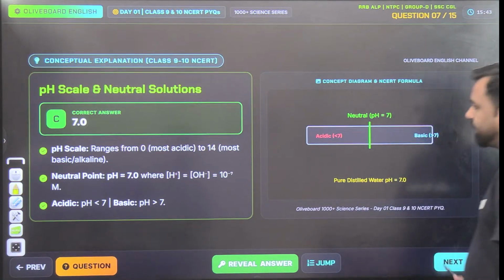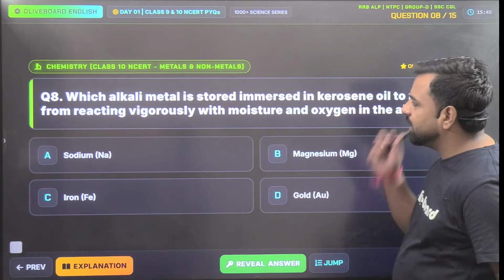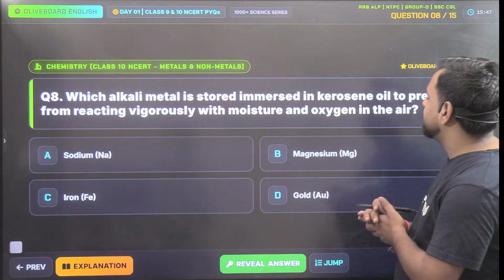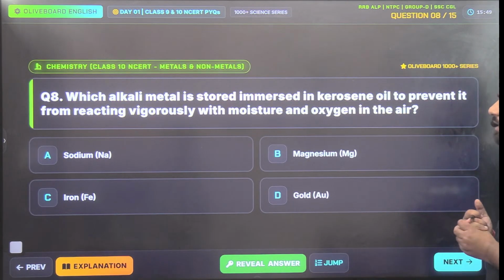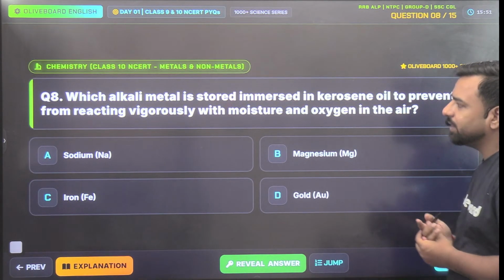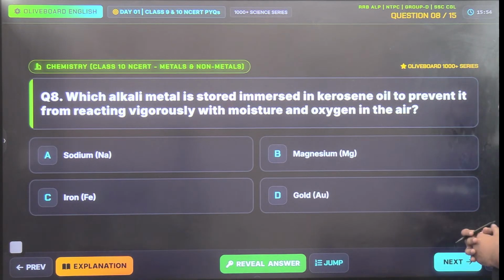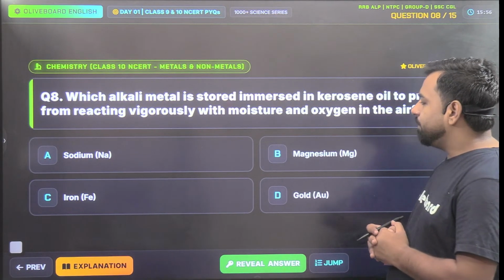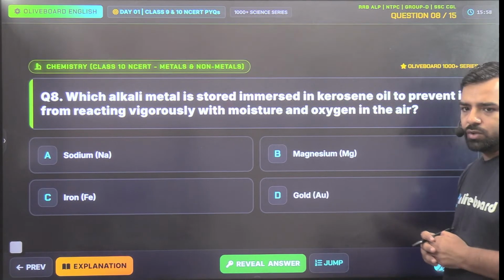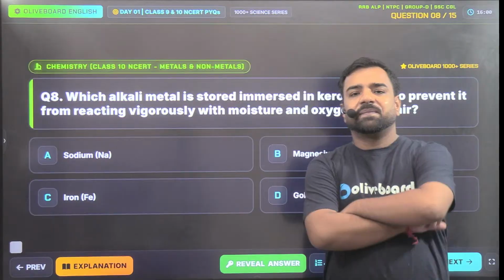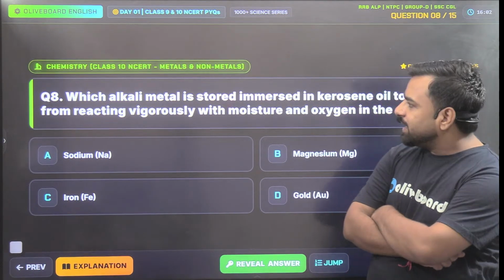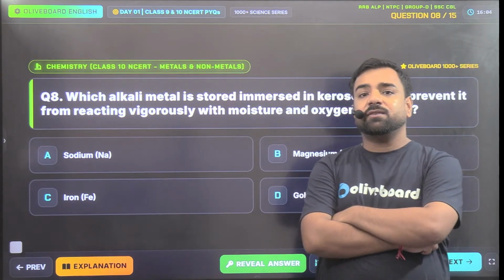So that's done. Next. Which alkali metal is stored or immersed in kerosene oil to prevent it from reacting vigorously with moisture and oxygen in the air? So is it sodium, magnesium, iron, or gold? So you have 4 options. What do you think should be the correct answer? Now guys, as we know, alkali metals are the ones which are present in the first group, right?